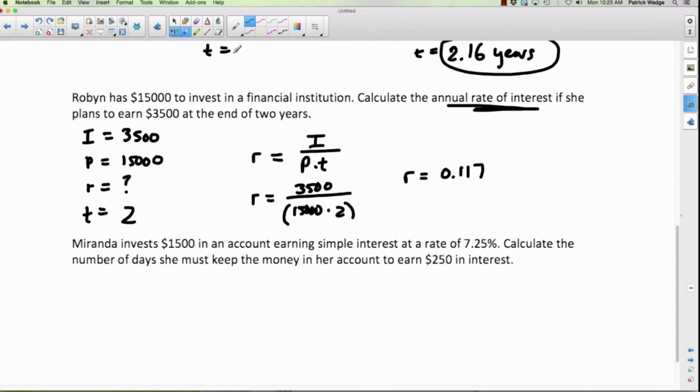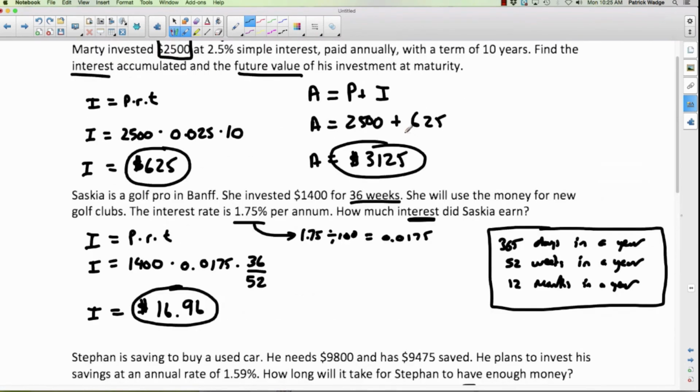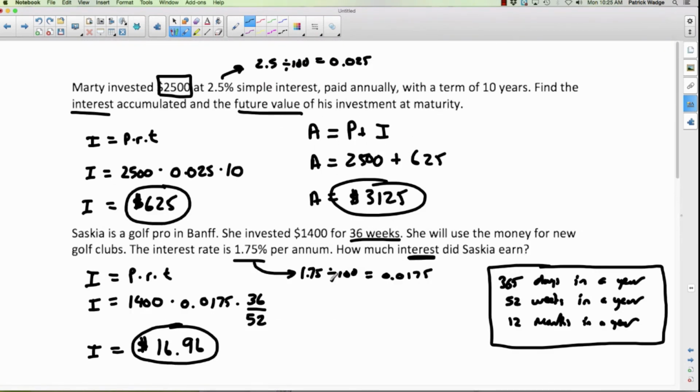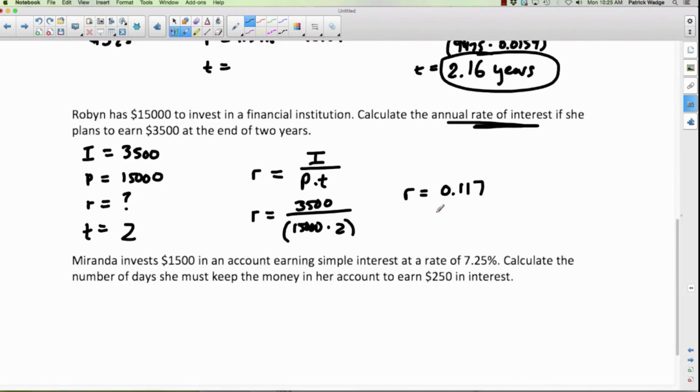How do we do that? This time we're going to move the decimal not 2 to the left but 2 to the right. Or if you want, this time we're not going to divide by 100 like we did here, divide by 100, divide by 100. We're going to multiply by 100. So in order to get it into percent form, you got to multiply it by 100 or move it 2 to the right. I get 11.7%. That's a very good percent. If you can get that kind of interest rate, invest there.